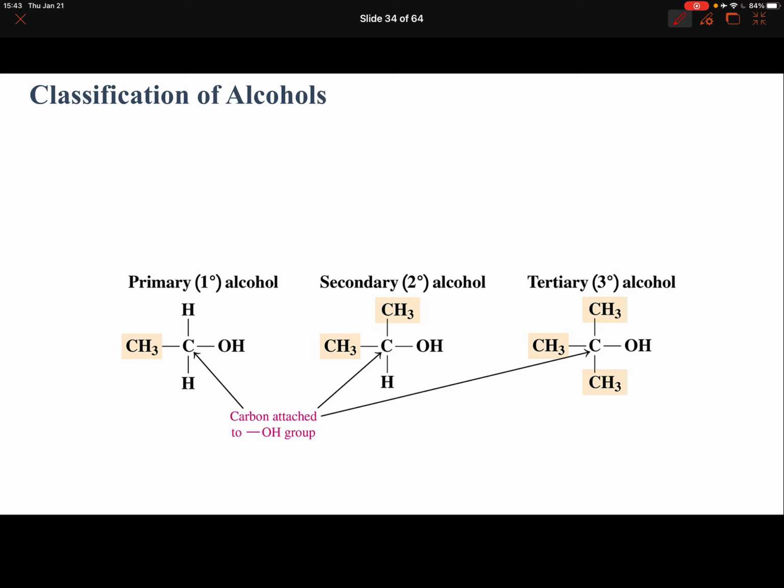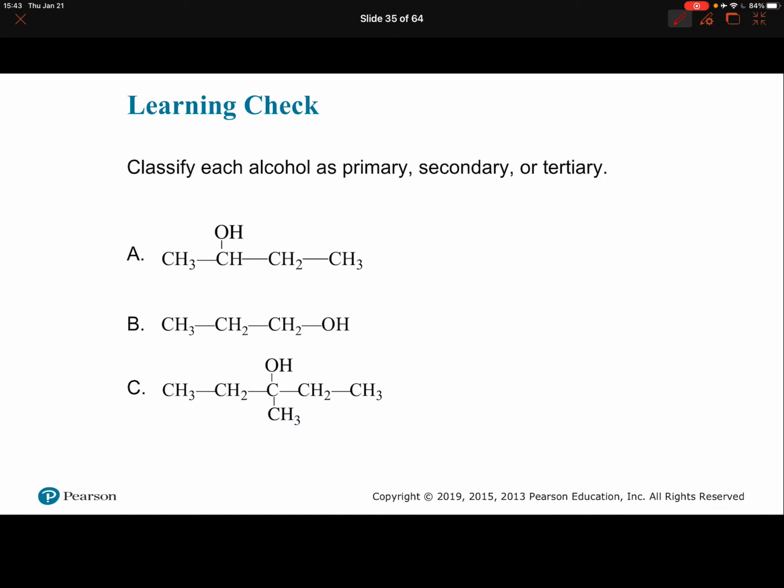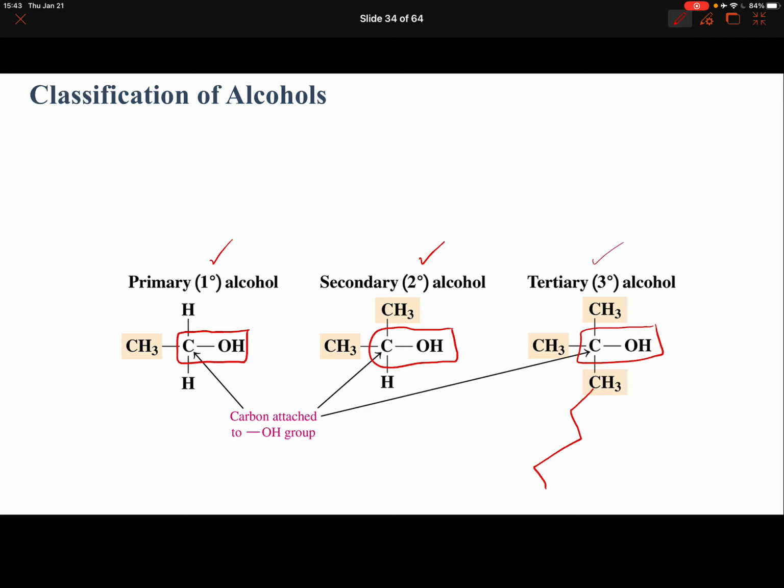Now, alcohols are classified by the number of alkyl groups that are attached to the carbon that has the hydroxyl. So, if your carbon with the hydroxyl has one other carbon on it, we call that a primary alcohol. If your hydroxyl carbon has 2 other carbons on it, it's a secondary alcohol. And if your hydroxyl carbon has 3 other carbons on it, and these could be long chains of carbons, they don't have to be just methyls, we call that a tertiary alcohol. So first off, that's just classification. We classify alcohols this way.